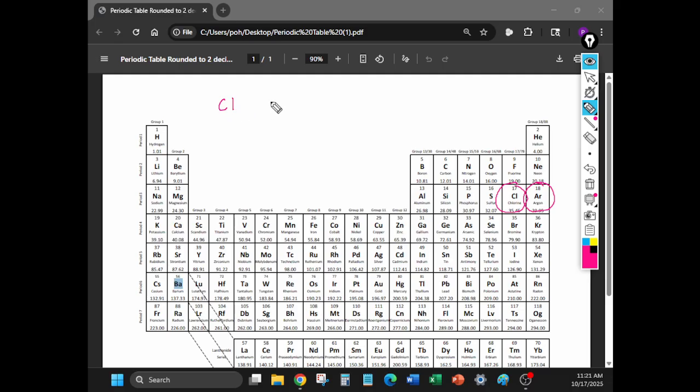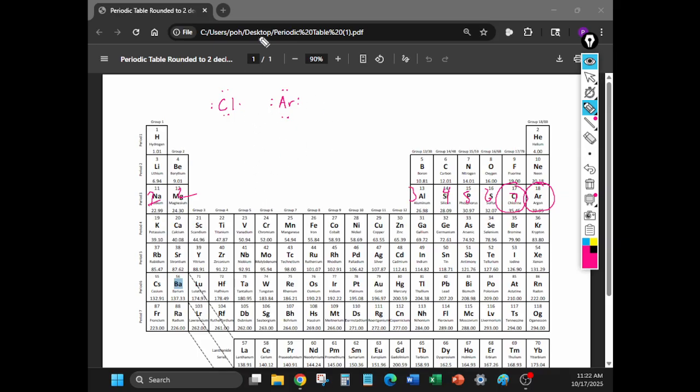Chlorine. How many valence electrons does chlorine have? 7. 1, 2, 3, 4, 5, 6, 7. So it's gonna have 7. How many valence electrons does argon have? 8. Okay. All right, so that is the Lewis structure.